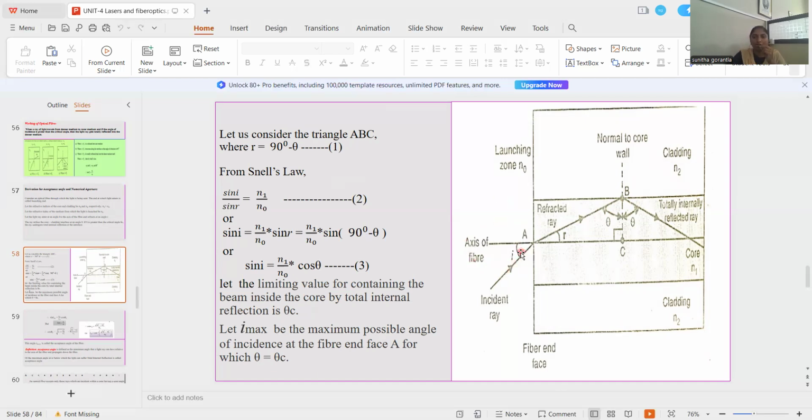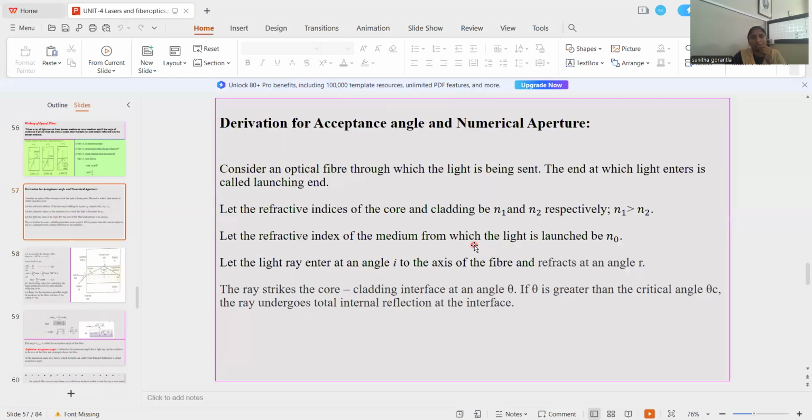When the light ray enters into the core with the acceptance angle, then the light ray traverses along the core-cladding interface. So now let us find out the acceptance angle.